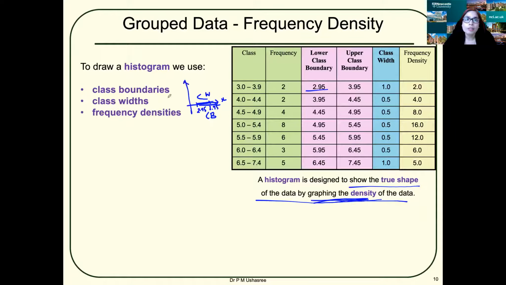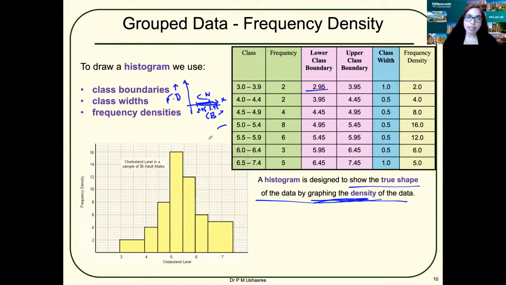The graph is with respect to the density of the data. If you remember the Maxwell distribution, it's something like this. So frequency density is on the y-axis. Class boundaries are on the x-axis, frequency density on the y-axis, and each class will give you the width. That's how the histogram looks. I have put 2.95 here, and this is 3.95.